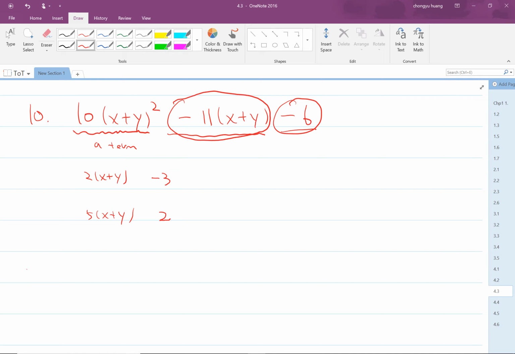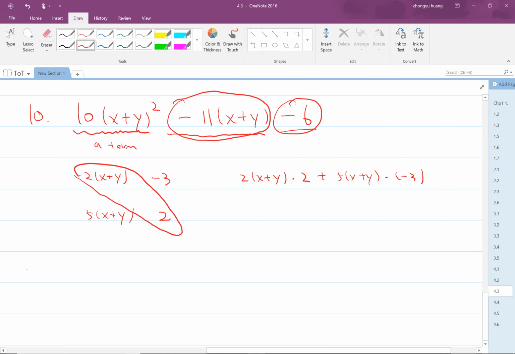Okay, so most questions are not that difficult if you find the right combination. Now let's do the cross operation. So what we have over here is 2x plus y multiplied by 2, and then we have 5x plus y multiplied by negative 3, right? So you see the 2 becomes 4x plus y, and then negative 3 times 5 becomes negative 15x plus y, right?